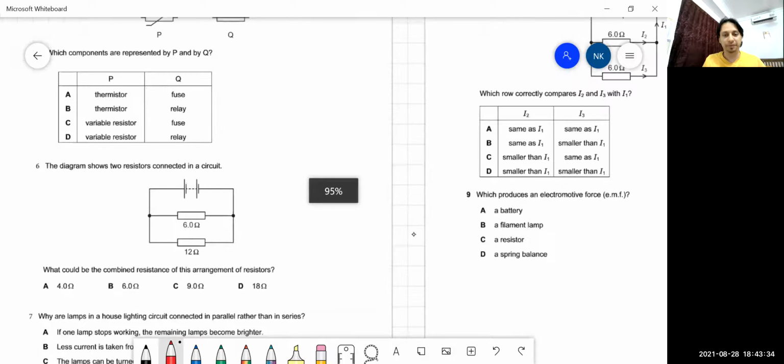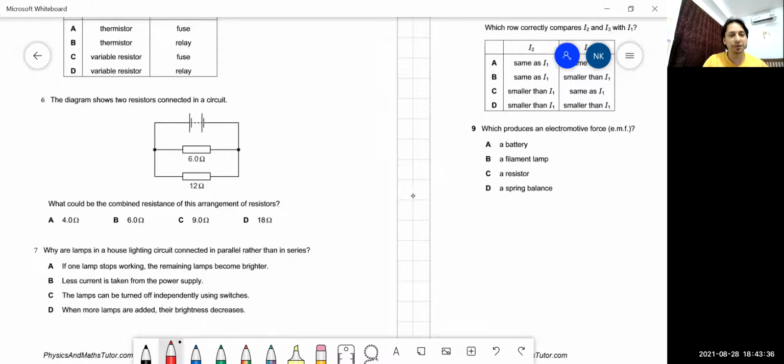Question number 6. The diagram shows 2 resistors connected in a circuit. A 6 ohm resistor is there, a 12 ohm resistor is there, and if you look at the diagram carefully, children, this is a parallel combination. Both resistances are in parallel combination. So you need to read this topic, parallel combinations. And what could be the combined resistance of this arrangement of resistors?